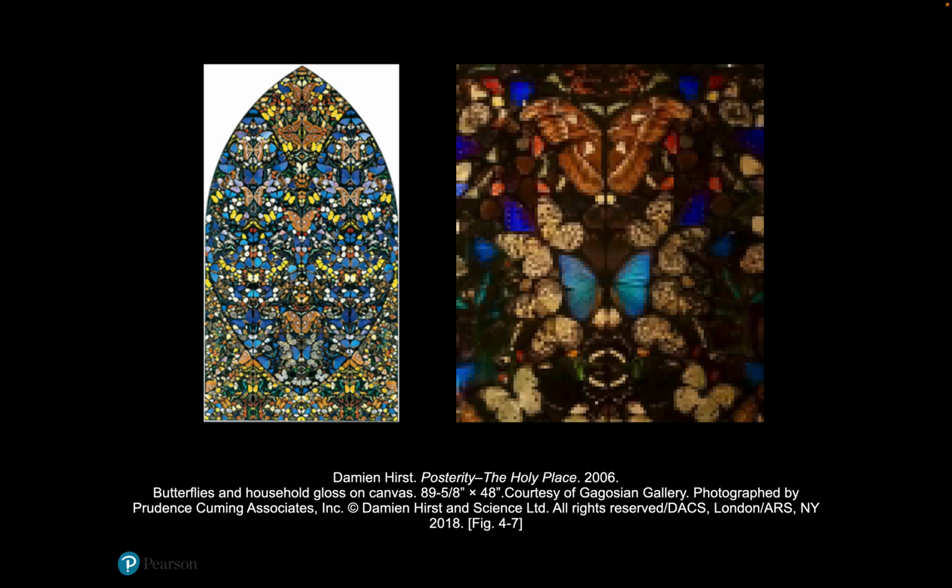But this is a good example of symmetrical balance, right? Damien Hirst's Posterity of the Holy Place. This is an example of perfect symmetry, and it's made up of butterfly wings, and you can see that in the second image that's zoomed in, right? This is made up of two levels of symmetry. Each butterfly has symmetry within itself, and then the overall work is symmetrical.